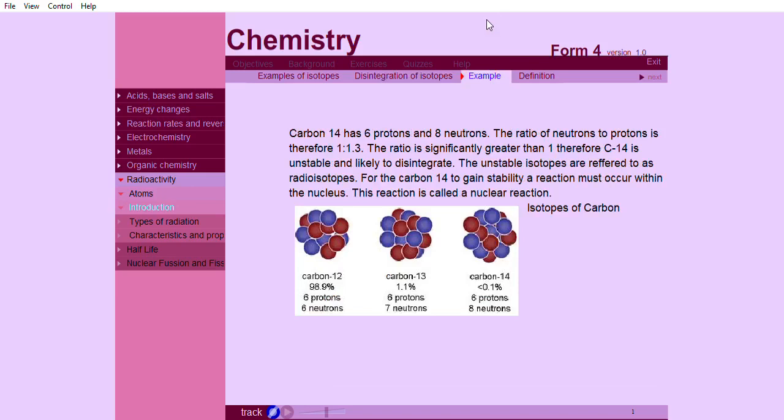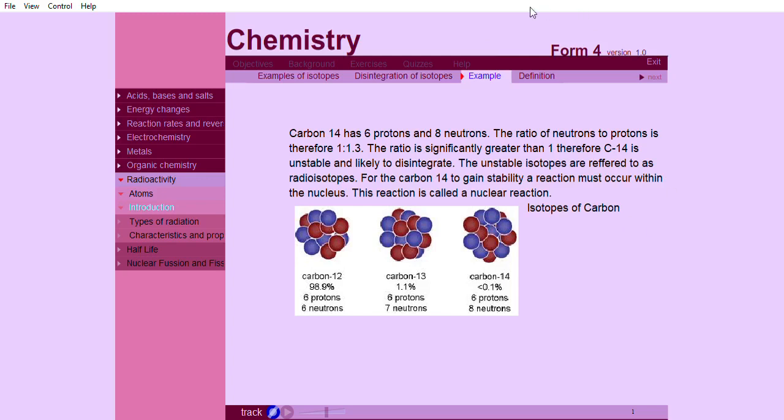Carbon-14 has 6 protons and 8 neutrons. The ratio of neutrons to protons is therefore 1:1.3. The ratio is significantly greater than 1, therefore C-14 is unstable and likely to disintegrate. The unstable isotopes are referred to as radioisotopes.